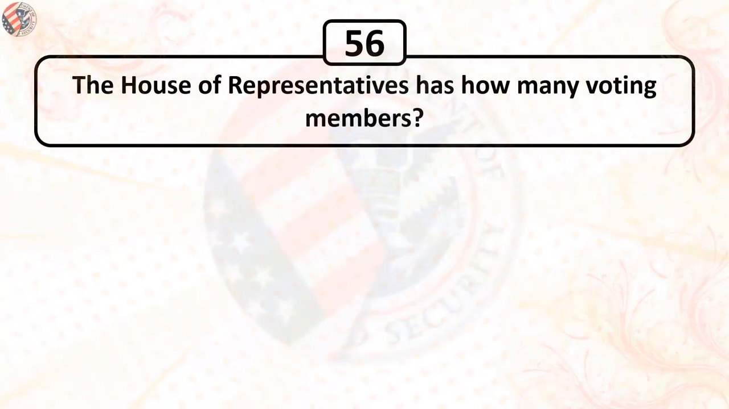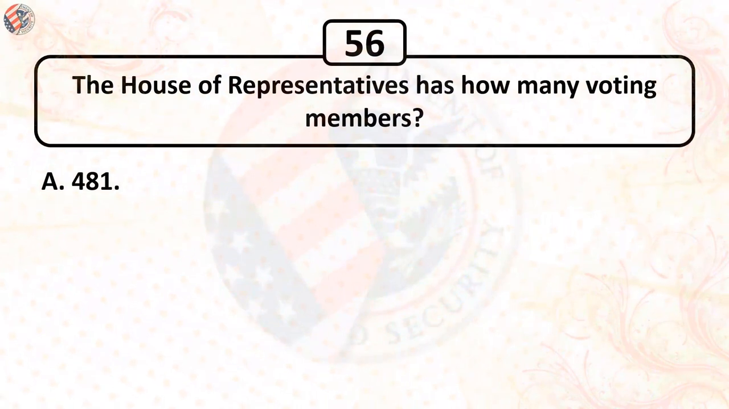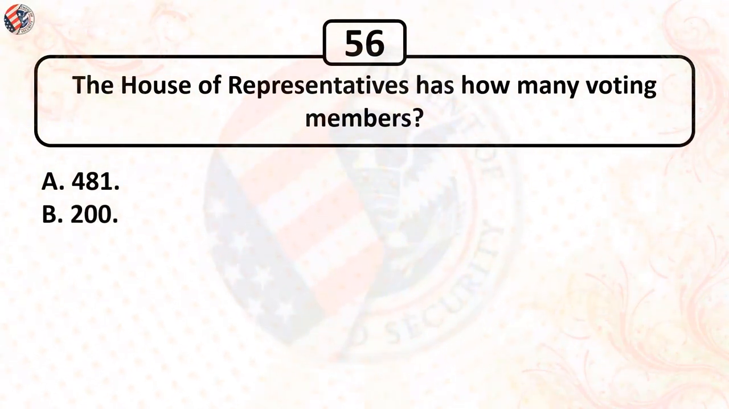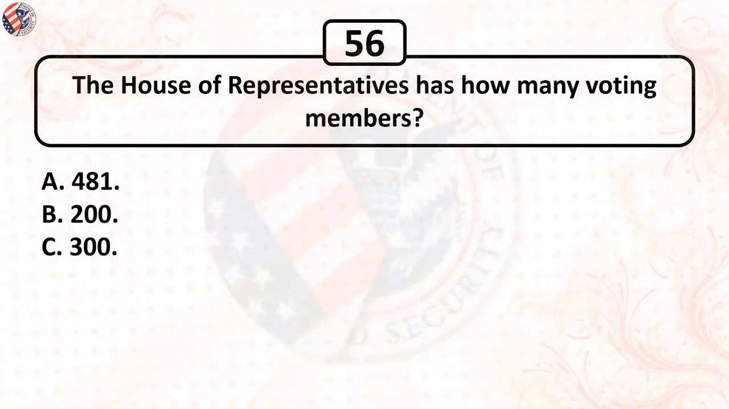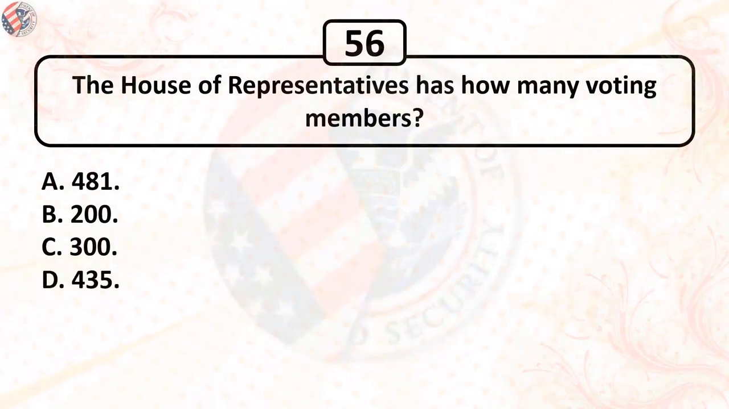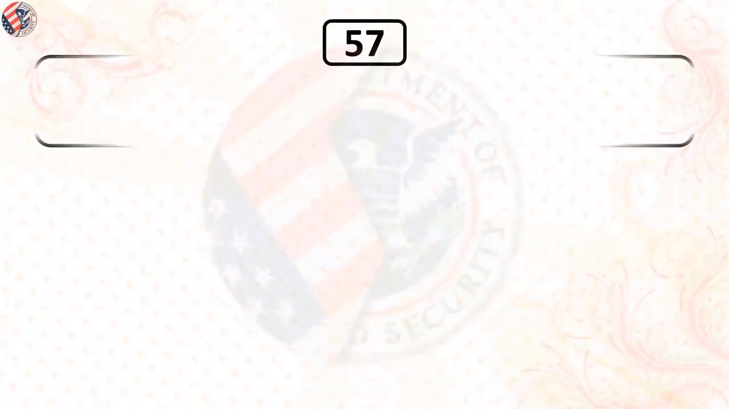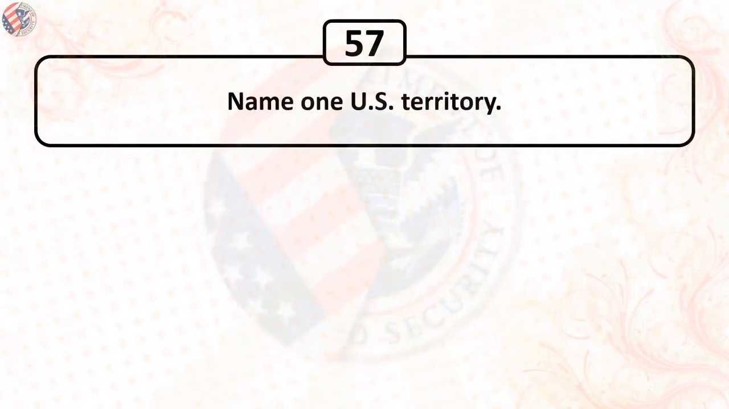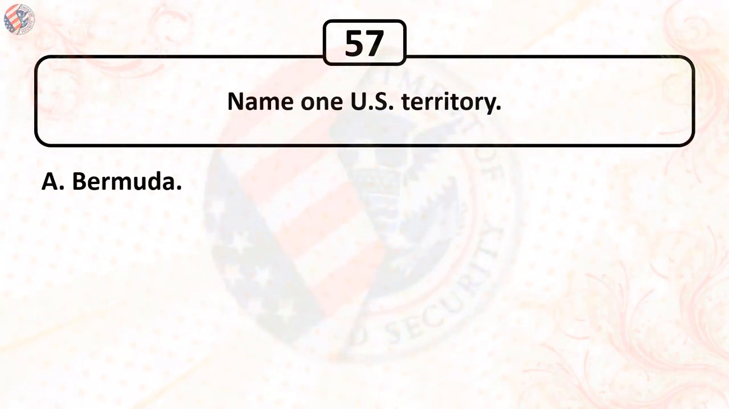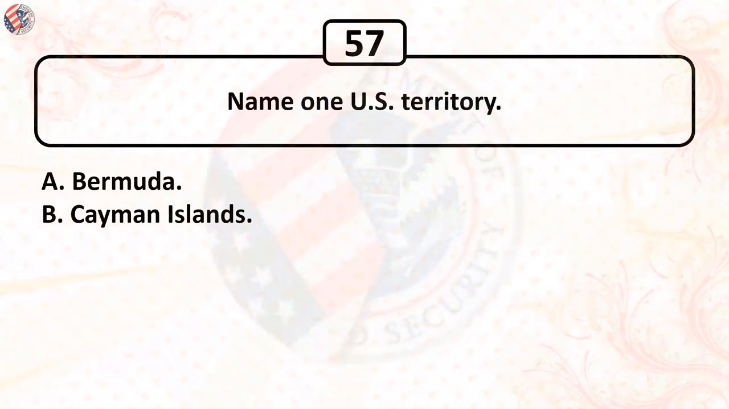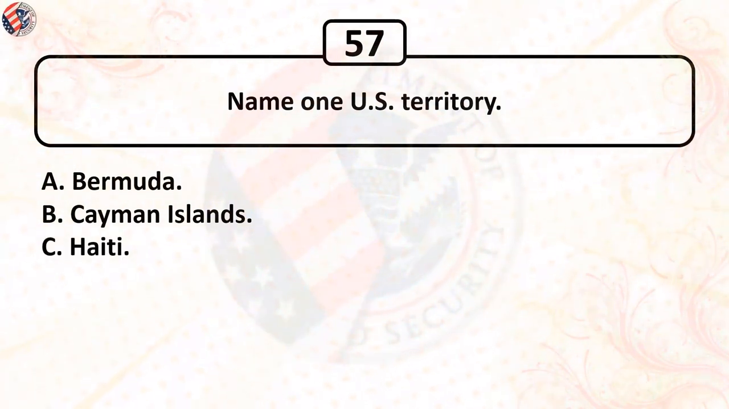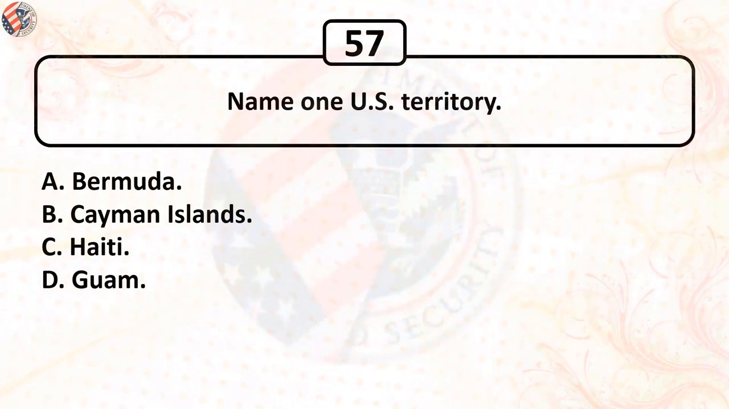The House of Representatives has how many voting members? A. 481. B. 200. C. 300. D. 435. Name one U.S. territory. A. Bermuda. B. Cayman Islands. C. Haiti. D. Guam.